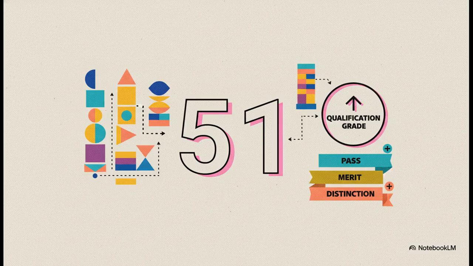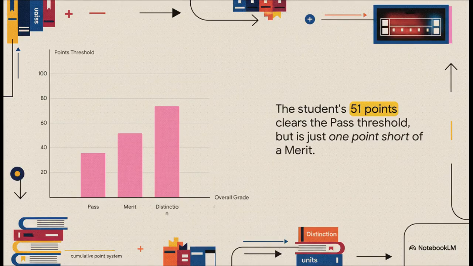So let's do the math here. 24 plus 9 plus 9 plus 9. That gives us a grand total of 51 points. Okay, so what grade does 51 points actually get you? And this is the moment of truth. With 51 points, our student easily clears the bar for a pass. But just look how close they are to that merit threshold. They're just 1 point away. So even with that amazing distinction, the 3 passes held them back, and their overall grade is a pass. It's all about that final total, not the individual highs.